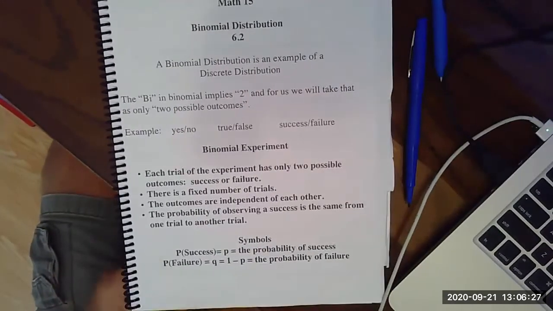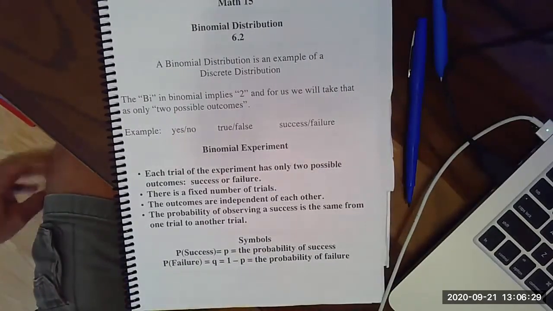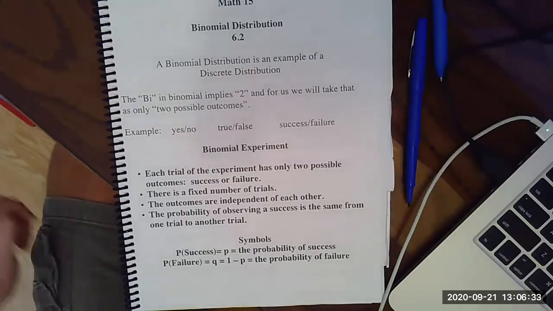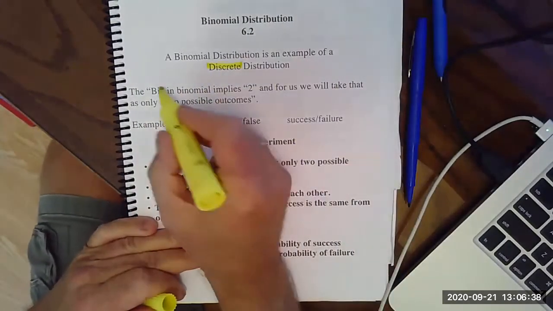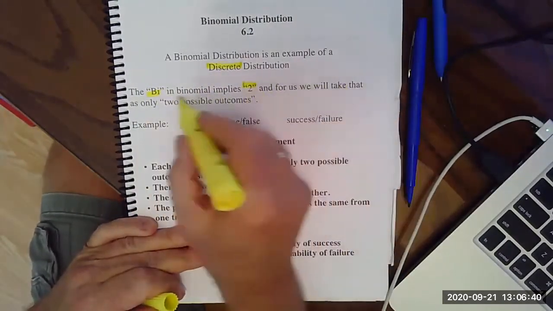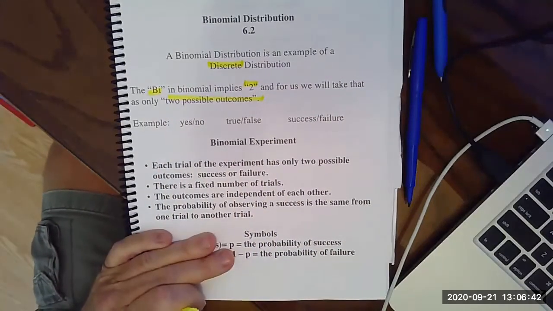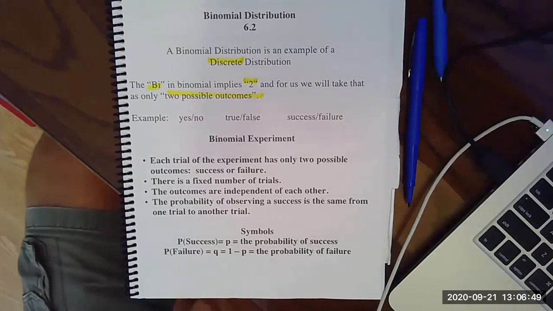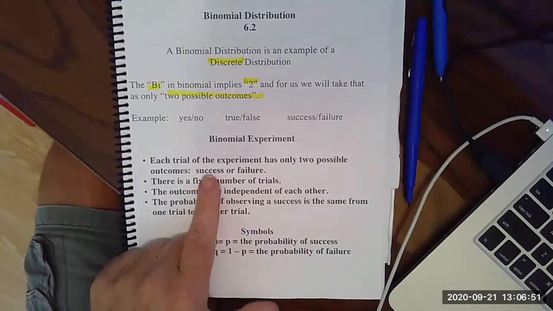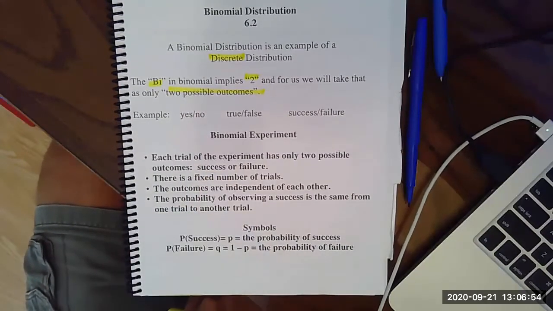Okay, that leads me to 6.2. And this is where the binomial comes into play. Binomial is discrete, like I said before. The word bi implies there's two possible outcomes. There's some characteristics of the binomial, just like there is for the normal. There's two possibilities. Like you get a head or you don't get a head. Sounds like the complement.